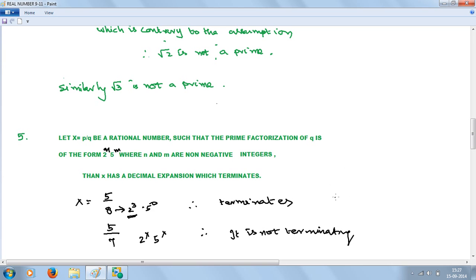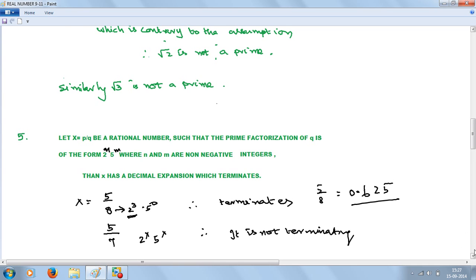Now we will divide and check. What is 5 by 8? It equals 0.625, and the remainder becomes 0, so it terminates.